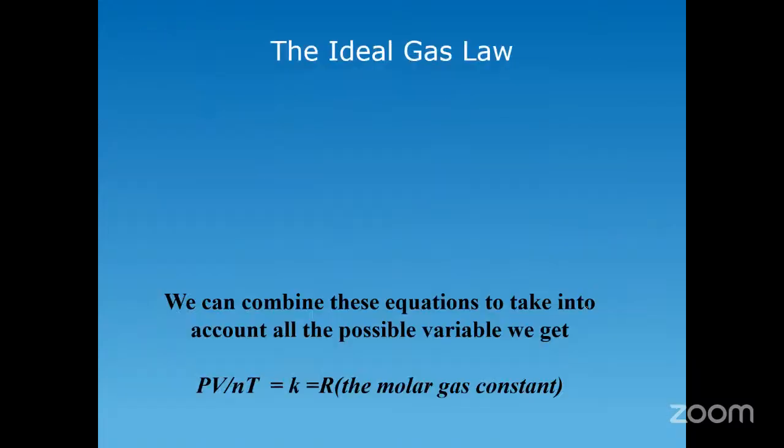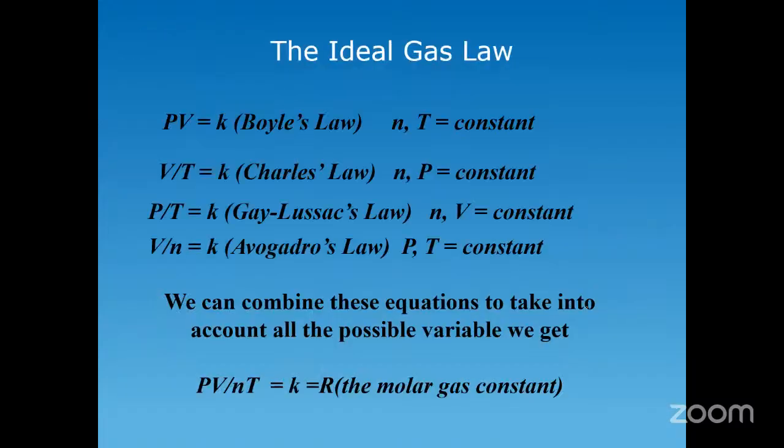Okay, so let me move on now to what we call the ideal gas law. These are the laws that we have learned so far, right? And in each of these cases, as I said before, we hold two things constant. So this begs the question, how do we deal with a situation where all the variables change, right? Well, basically, if you combine Boyle's law, Charles' law, Gay-Lussac's law, and Avogadro's law, you're going to end up with this equation right here.